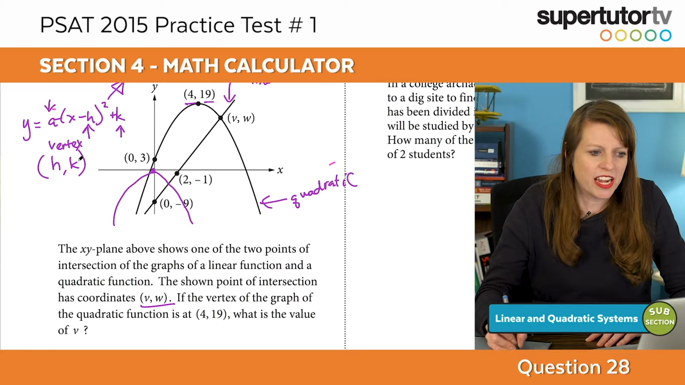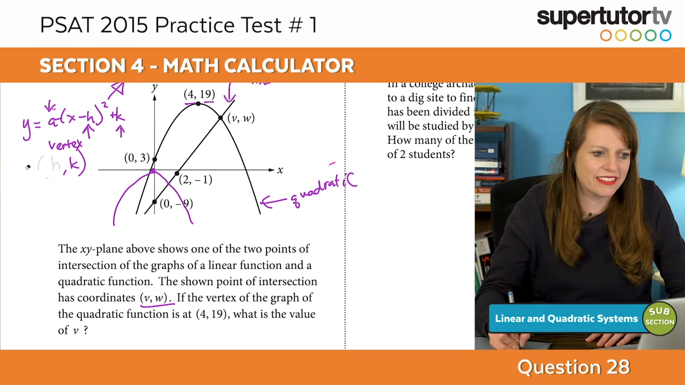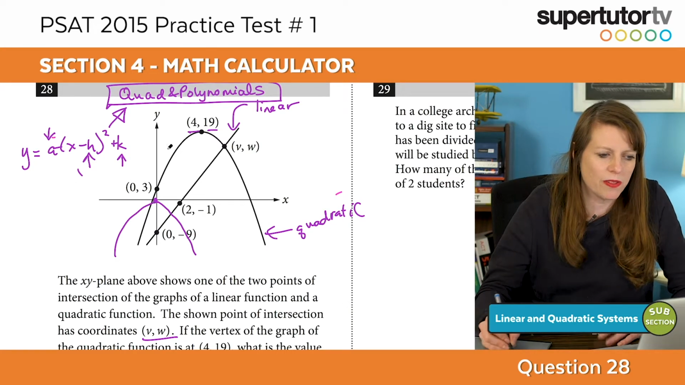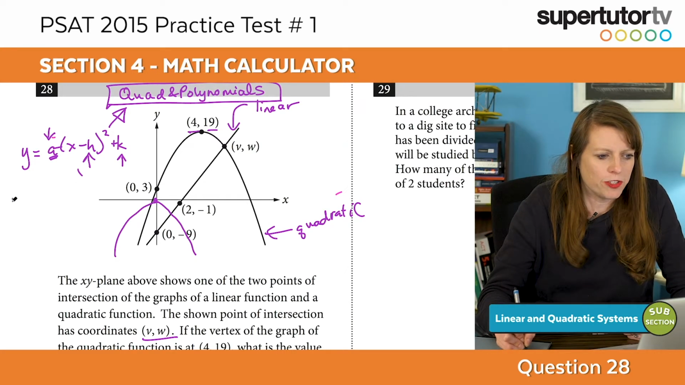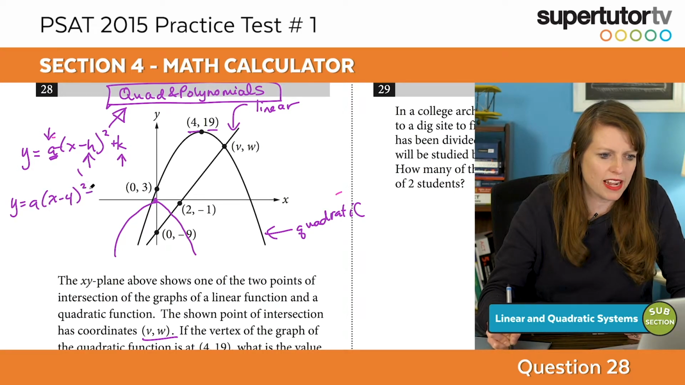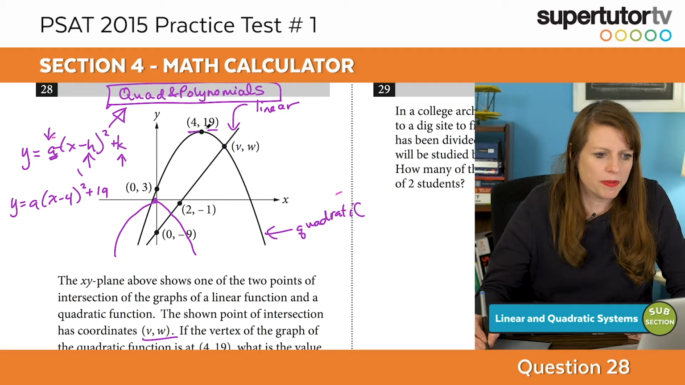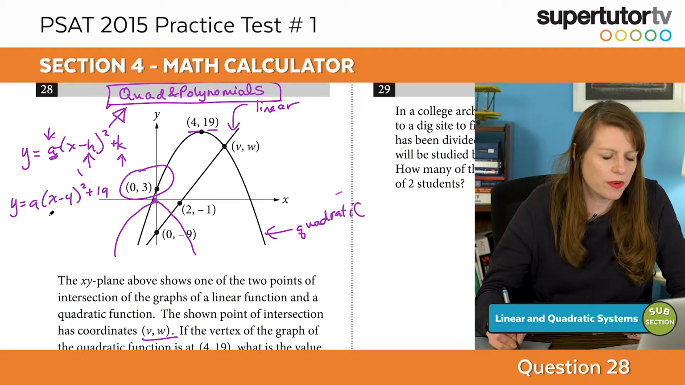So I'm going to take my h and k and plug it into this. And then I'm going to plug in the 0 and the 3 for x and y, and then we're going to solve for this a, because that's the piece I don't know. So I'm going to write out first y equals a times (x minus 4) quantity squared plus 19. Next, I'm going to plug in 0, 3. So if x is 0, y is 3. So I go 3 equals a times (0 minus 4) quantity squared plus 19.